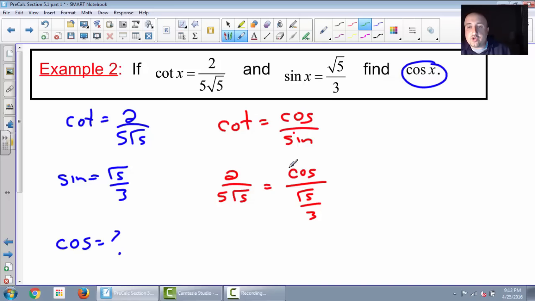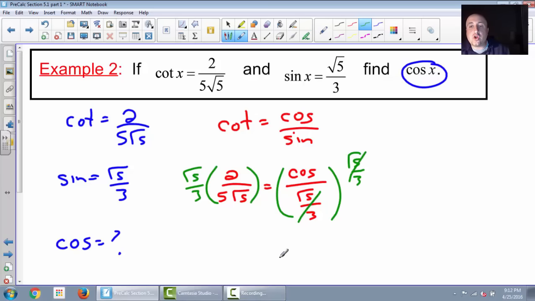So I'm trying to get cosine, so how do I get rid of root 5 over 3? Well, I'm going to multiply both sides by root 5 over 3. Okay, so let's see what we get here. Root 5 over 3 divided by root 5 over 3 is gone. So I'm left with cosine on the right.